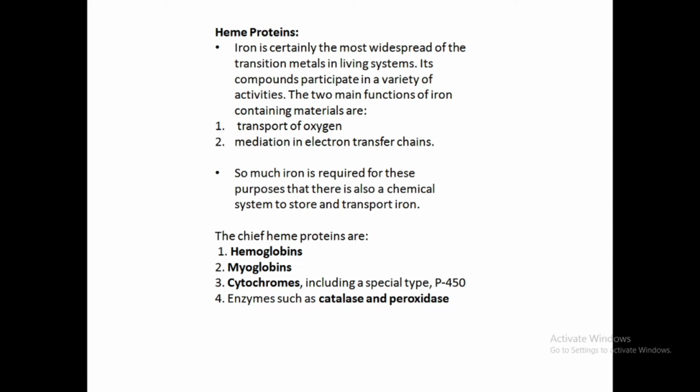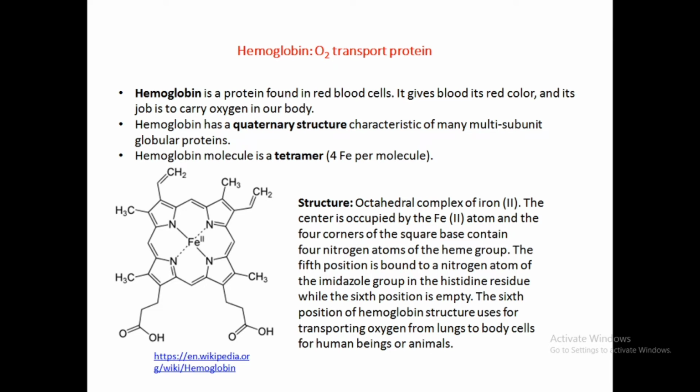Peroxidase catalyzes oxidation-reduction reactions by a free radical mechanism. So just to summarize, I have mentioned a few points with respect to the chief heme proteins which are seen in living systems. Finally, starting with hemoglobin, which is an oxygen transport protein. Hemoglobin is a protein found in the red blood cells. It gives blood its red color, and its job is to carry oxygen in our body.